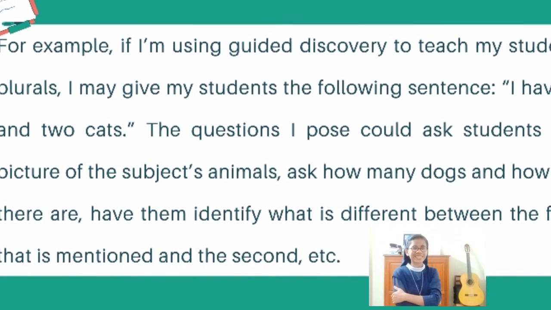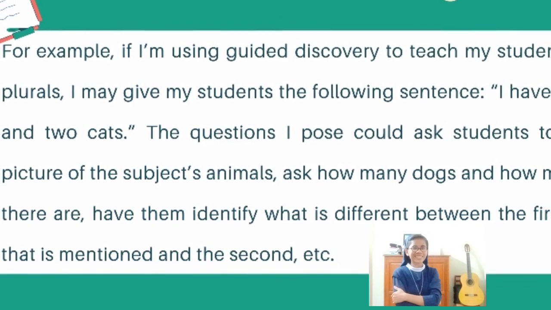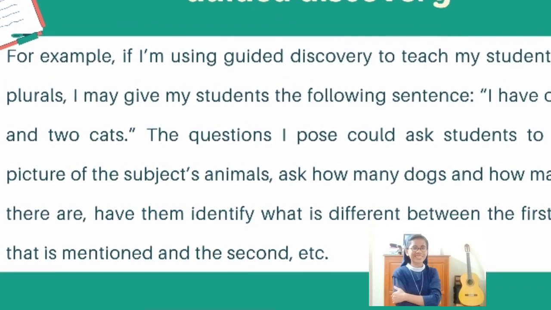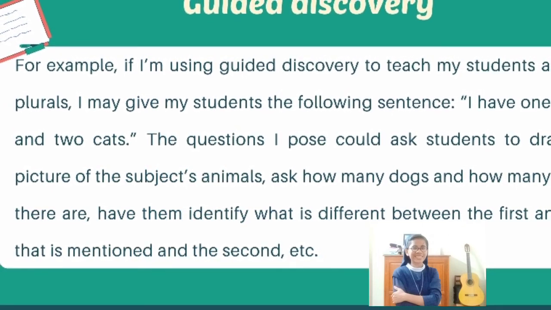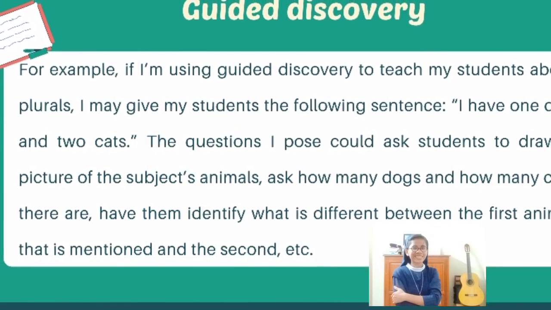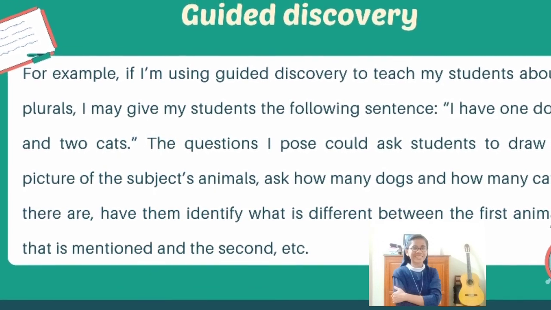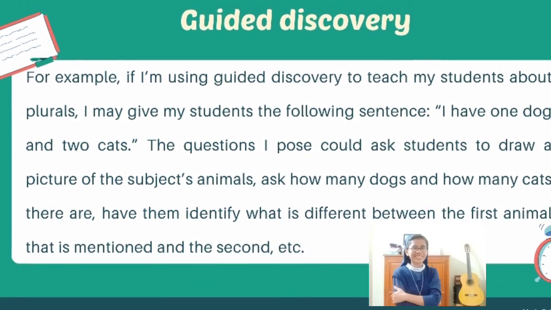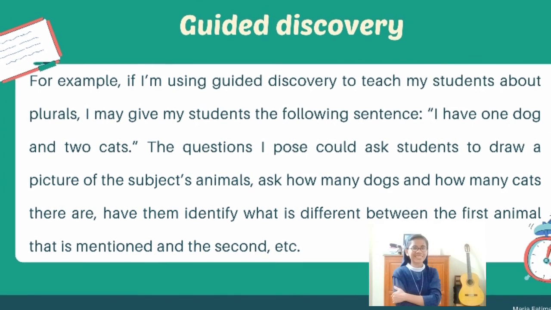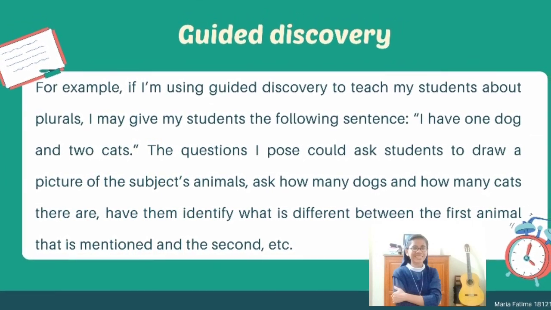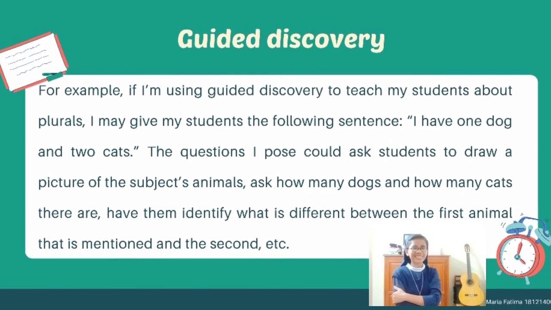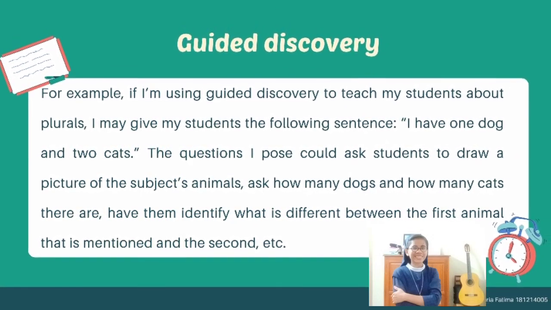For example, I'm using guided discovery to teach my students about plurals. I may give my students the following sentence: I have 1 dog and 2 cats. The questions I pose could ask students to draw a picture of the subject's animals, ask how many dogs and how many cats there are, have them identify what is different between the first animal that is mentioned and the second, and so on.